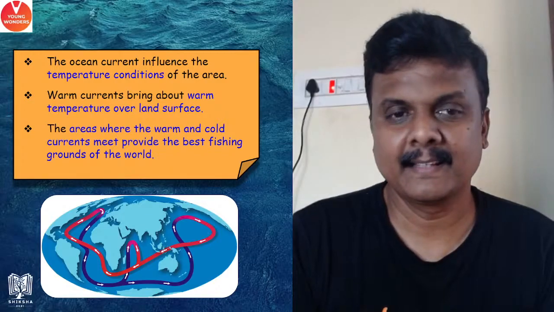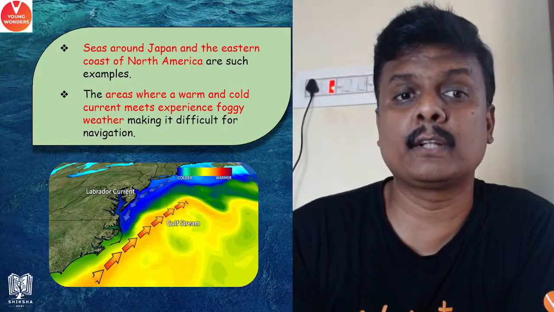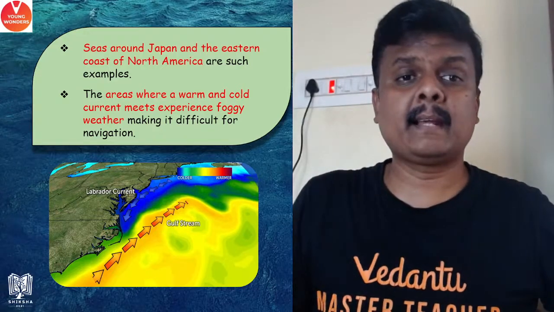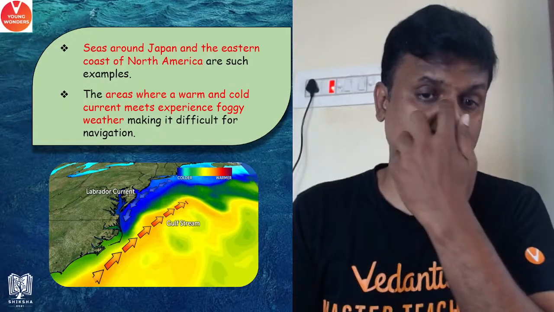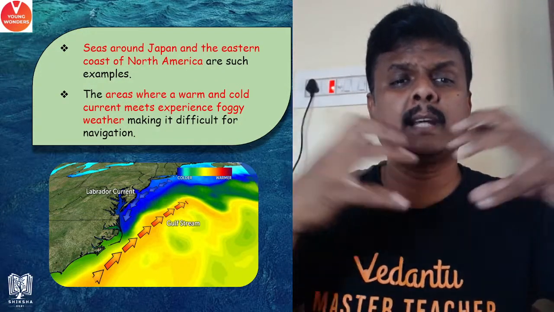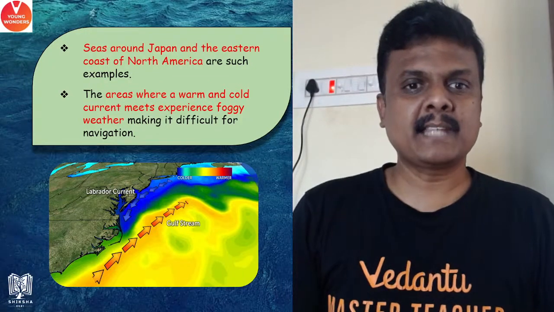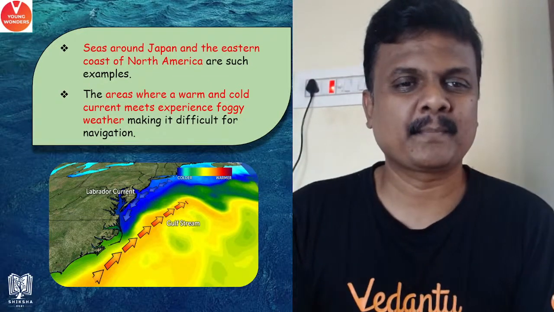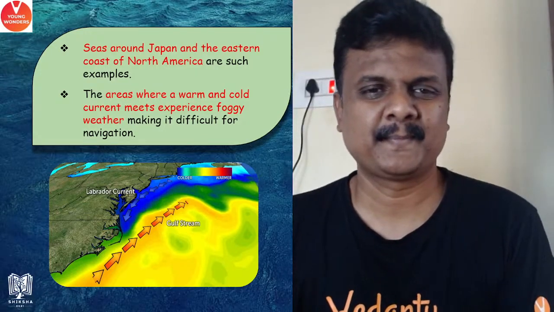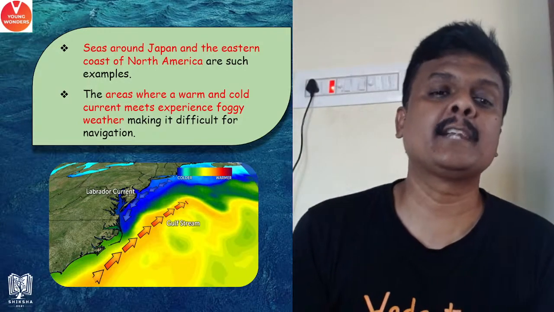Awesome. So guys, look at examples: seas around Japan and the east coast of North America are places where both warm and cold currents meet. Generally, areas where warm and cold currents meet have foggy weather, because humidity will be there at the same time that icy winds are there. So navigating ships in those places is not that easy. Okay, areas where warm and cold currents meet experience foggy weather.